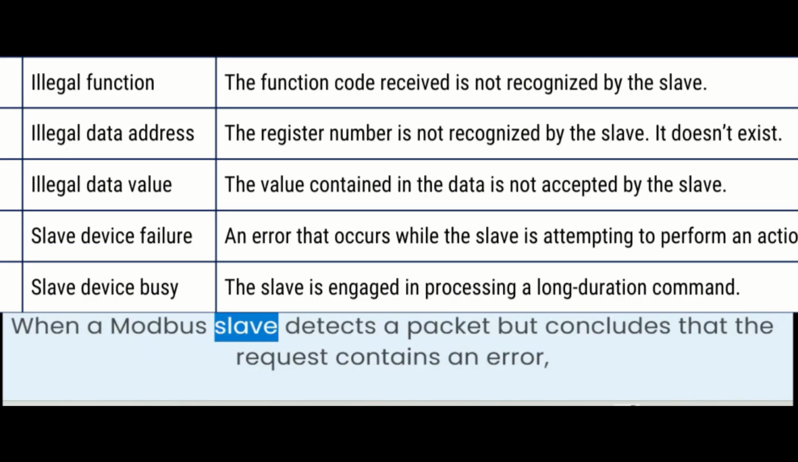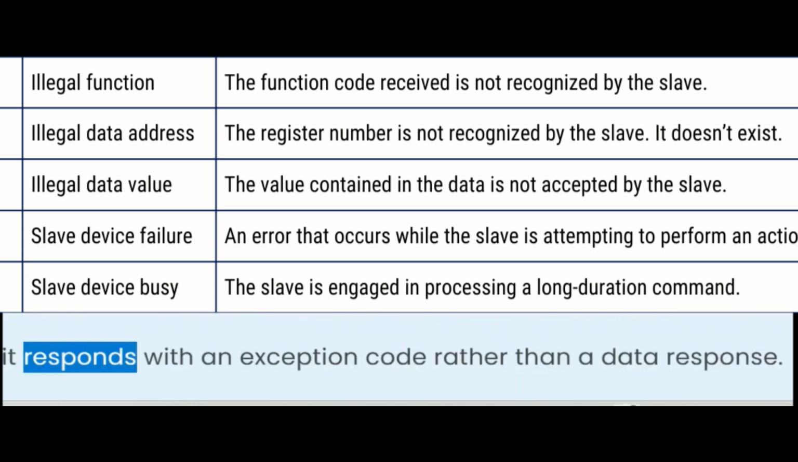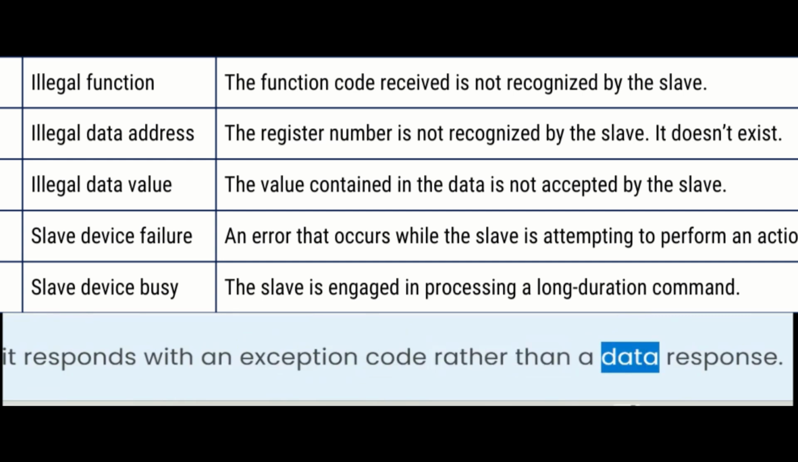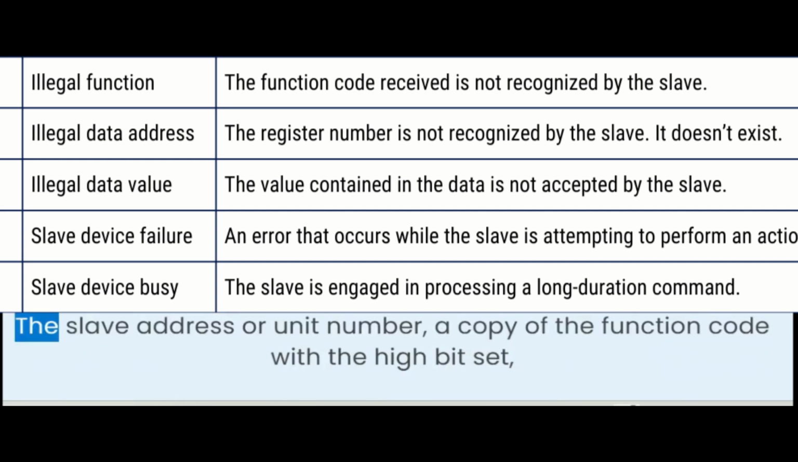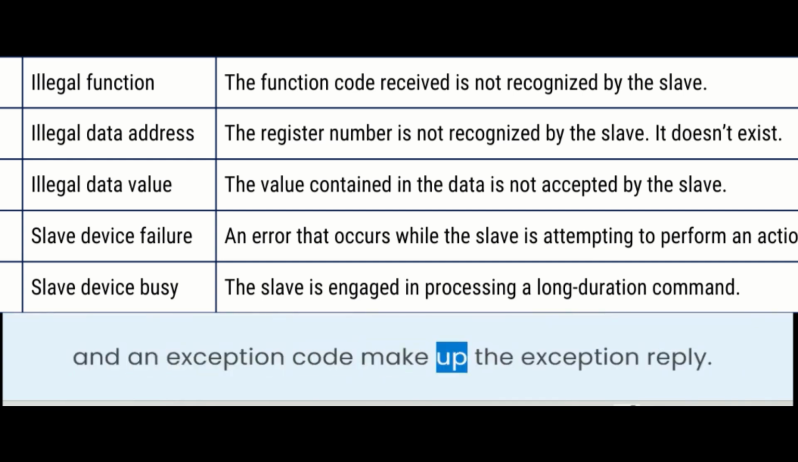When a Modbus slave detects a packet but concludes that the request contains an error, it responds with an exception code rather than a data response. The slave address or unit number, a copy of the function code with the high bit set, and an exception code make up the exception reply.